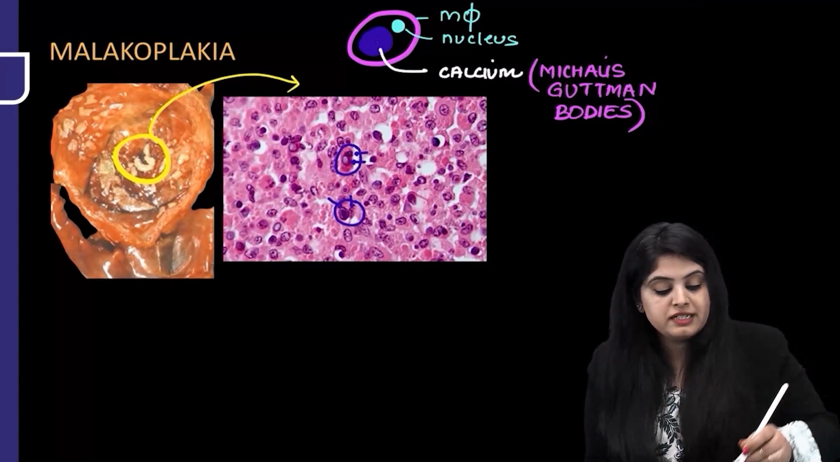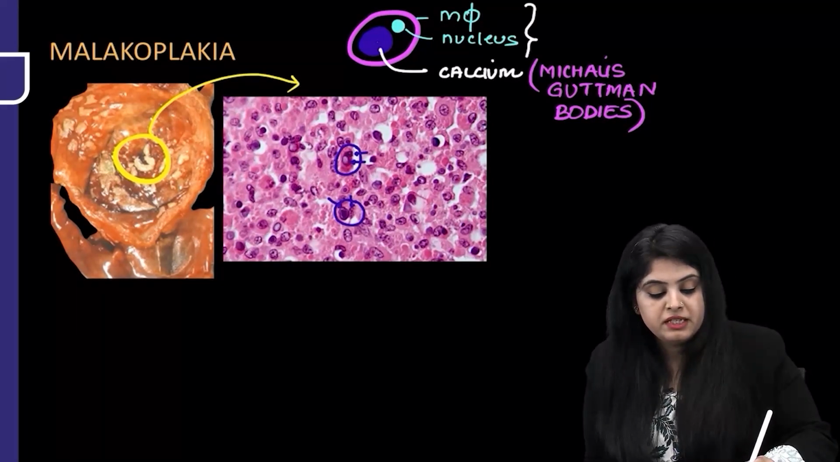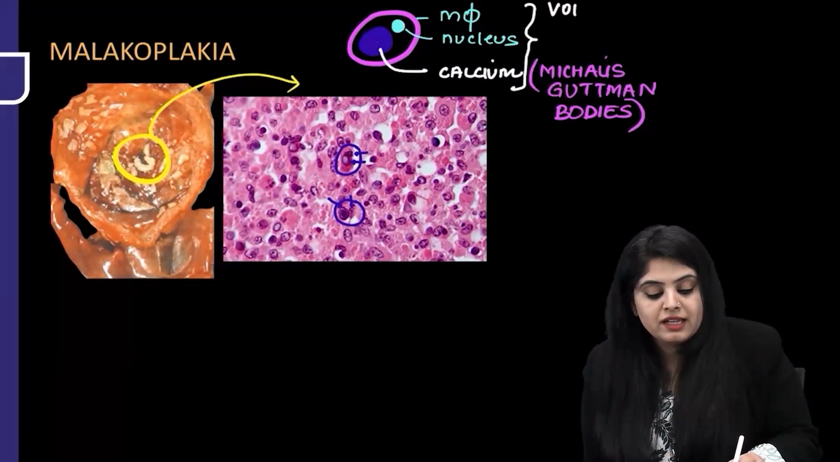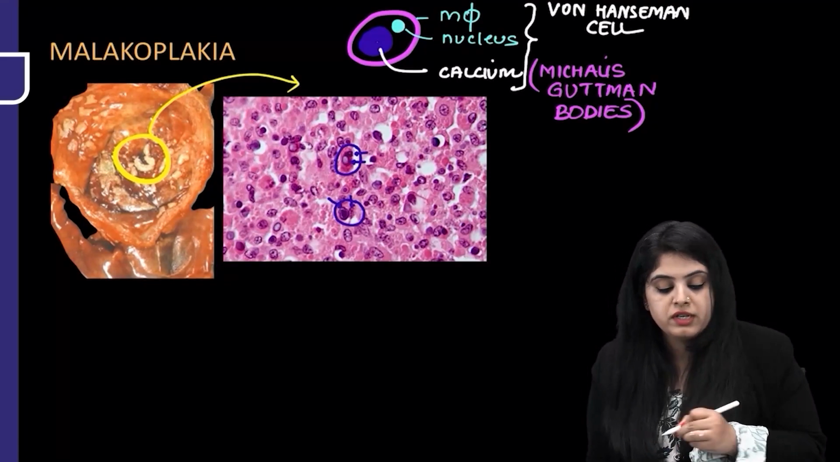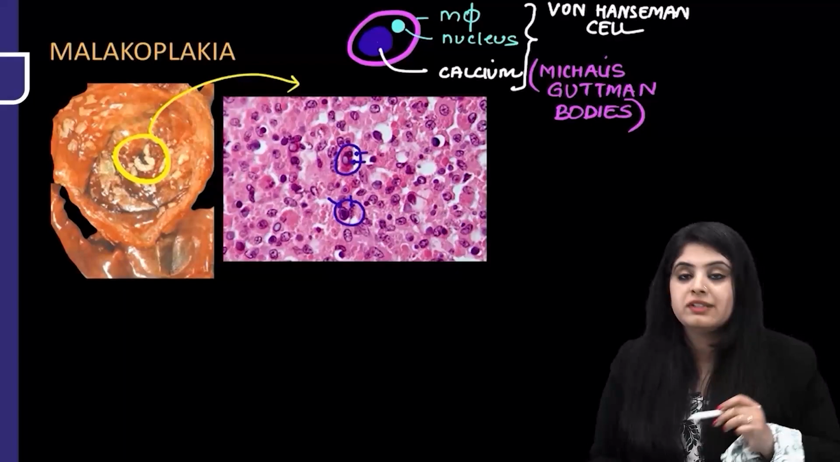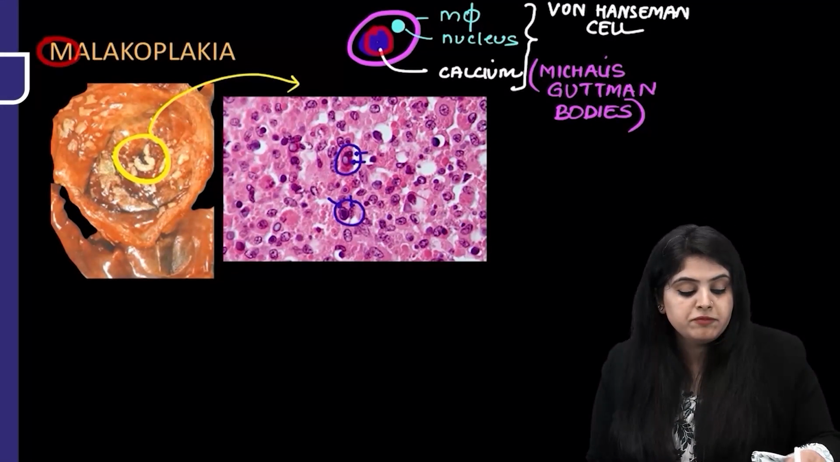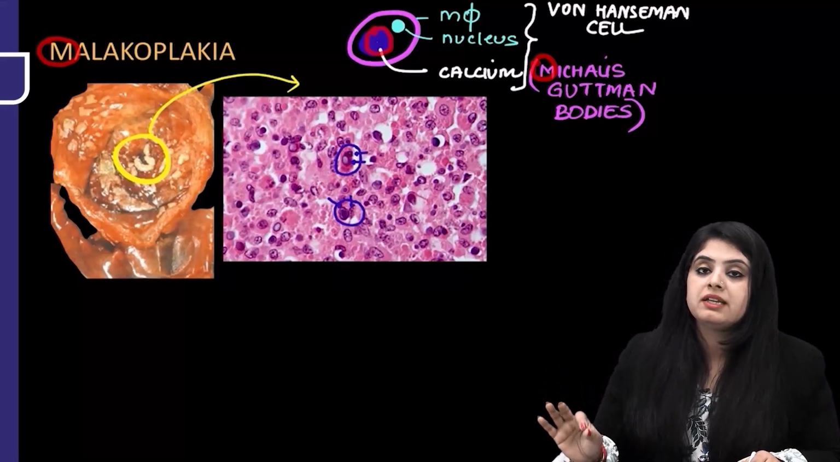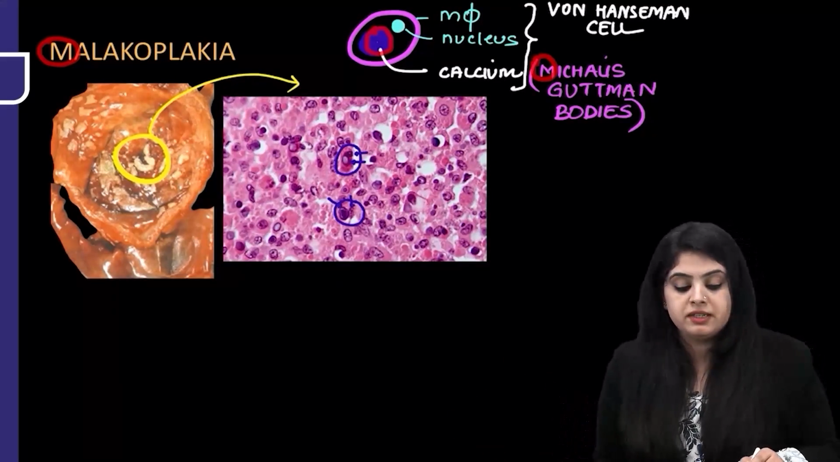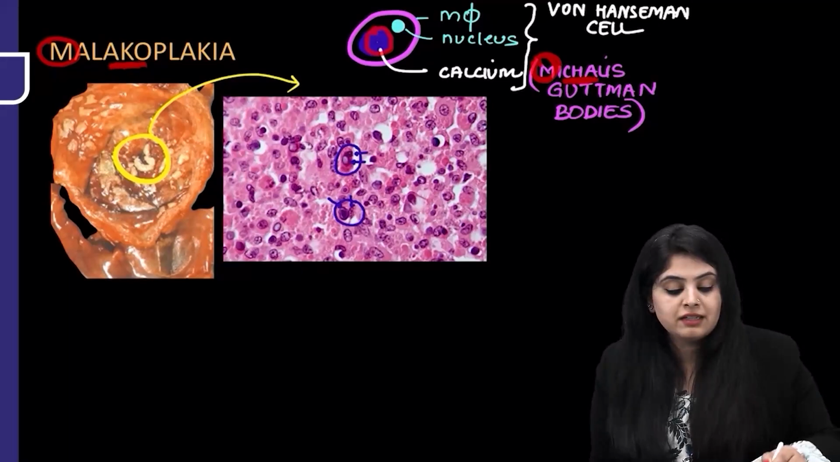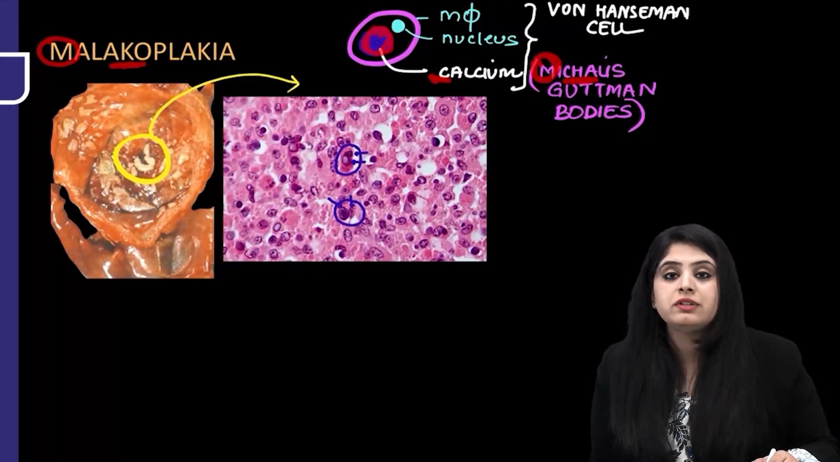And do you know what this entire cell is known as? Meaning the cell with the calcium. This is known as the von Hansemann cell, because the scientist who discovered it needs credit. So von Hansemann cell. Repeating once again, if they ask you only the name of this calcium body, remember M for M, that is the most famous question. Michaelis-Gutmann bodies are seen in malakoplakia. Michaelis has a K sound, malakoplakia has a K sound, the composition has a K sound, that is calcium.